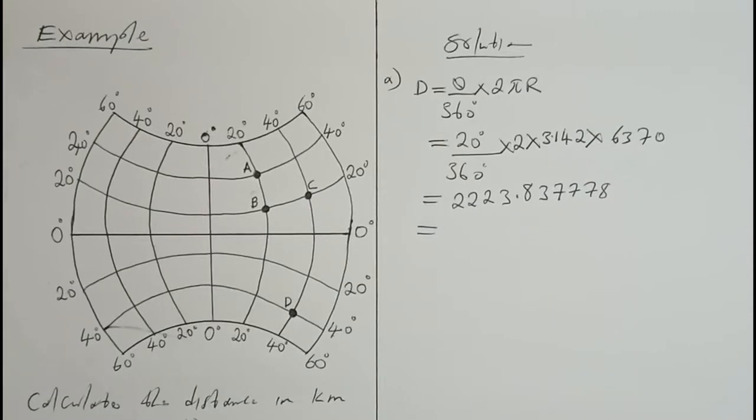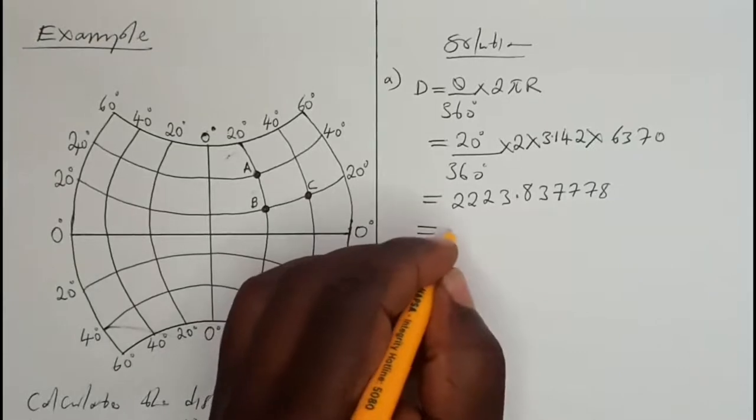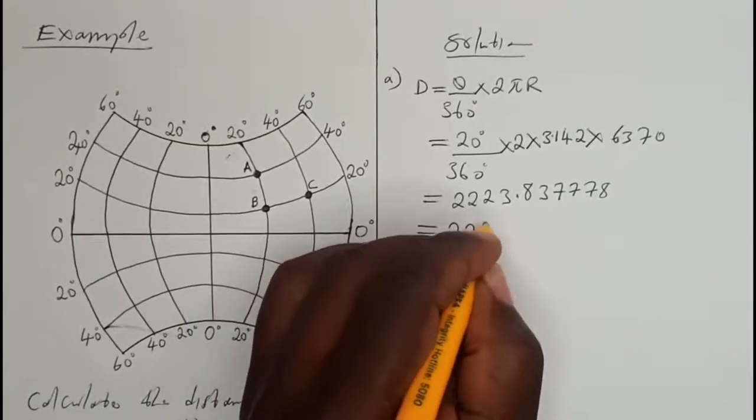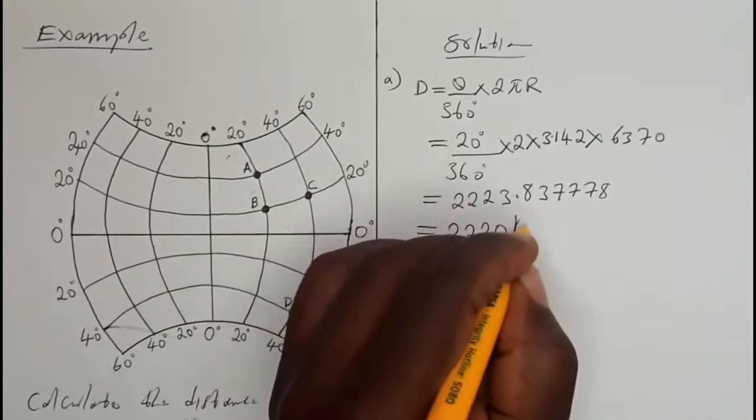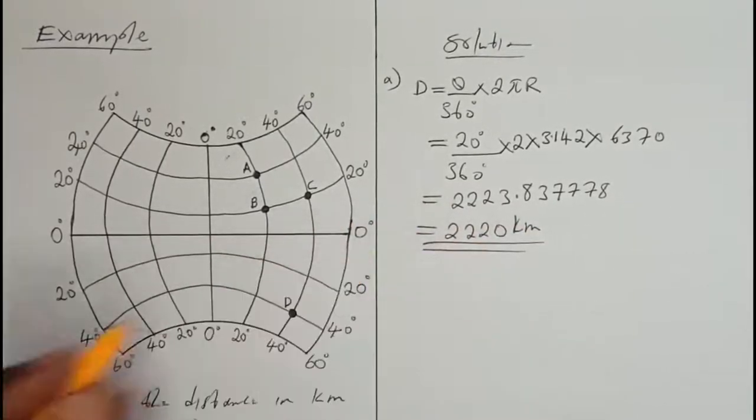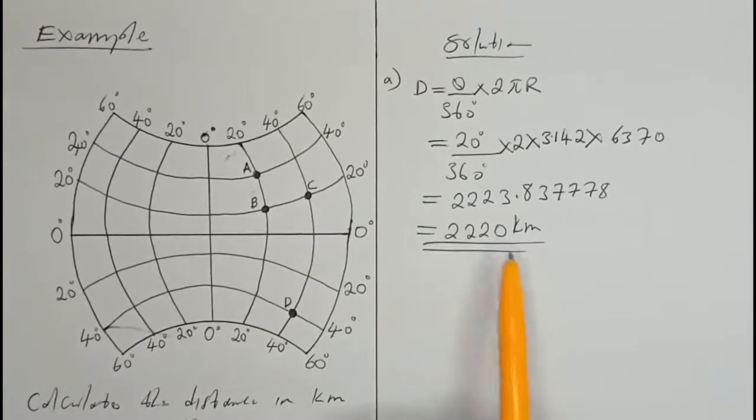If you check paper 2 especially, they say if they have not specified how you should leave your answer, you leave your answer such that it has 3 significant figures. So this will become 2220 kilometers, okay? So this is how we find the answer for A. This is the distance between A and B.